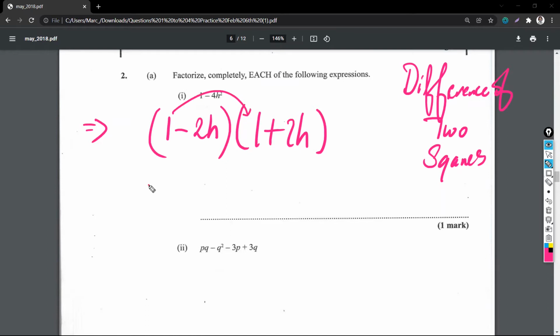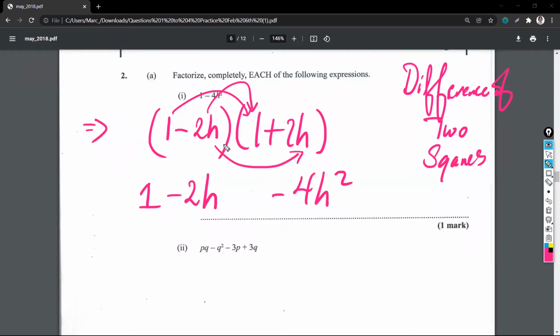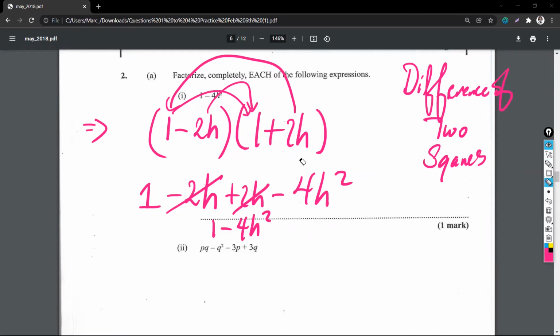1 times 1 will give you 1. Minus 2h times 1 will give you minus 2h. Yeah, that's it. Cool. Minus 2h times the 2h is going to give me negative 4h squared. And positive 2h times the 1 is going to give me plus 2h. So when these two cancel each other, you're going to end up with 1 minus 4h squared.